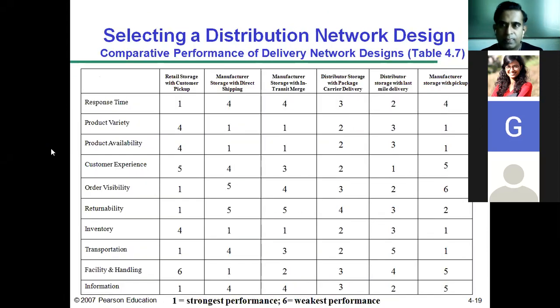Okay, then let's go ahead to the last part of the chapter, selecting a distribution network design. There are two tables here. One is table 4.7, which informs us of the comparative performance of delivery network designs compared to the factors influencing distribution network design. We have learned them in the initial slides, like response time, product variety, product availability. I hope you can recall.